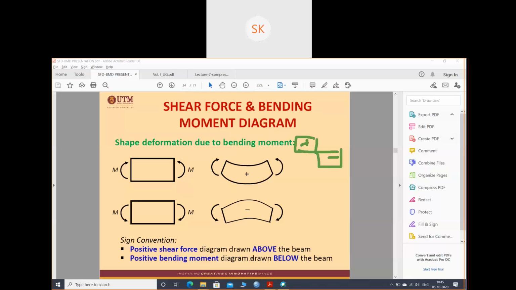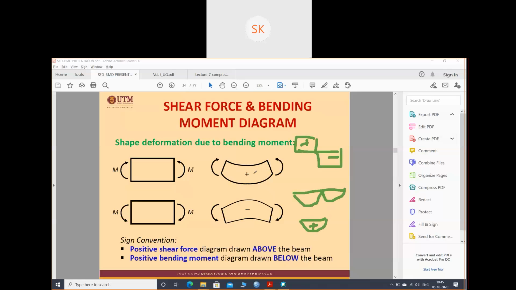Positive bending moment diagram is drawn below the beam. Just see, positive bending moment is drawn below the beam. See, this is below the beam. So this is the beam. If you are getting the bending moment like this, or if you are getting the bending moment like this, this will be your positive bending moment. So these are the shapes.